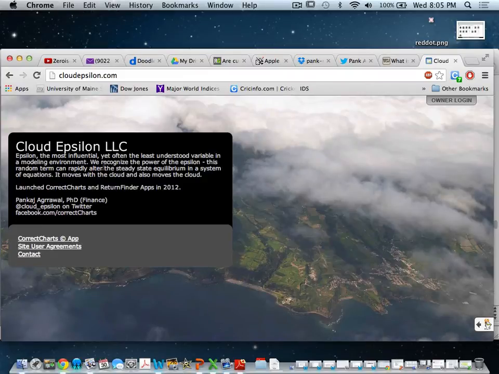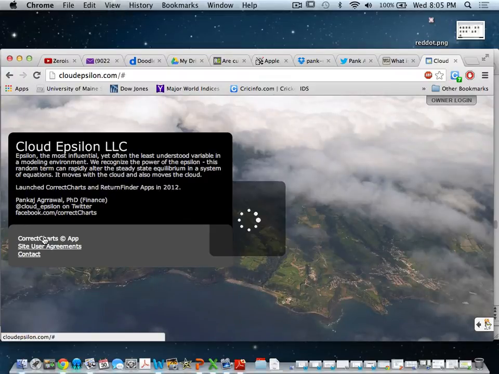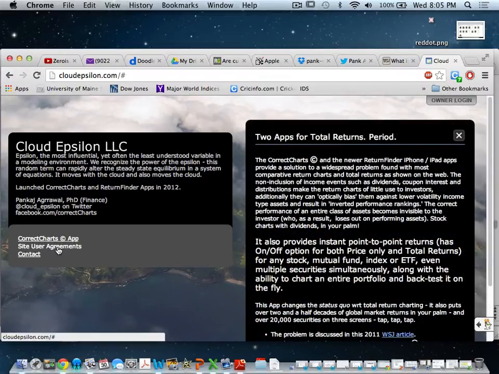Epsilon, the most influential yet often the least understood variable in our modeling environment. We recognize the power of the epsilon. This random term can rapidly alter the steady state equilibrium in a system of equations. It moves with the cloud and also moves the cloud. And yeah, so that's that here. There's some fun stuff here. You can read about it.